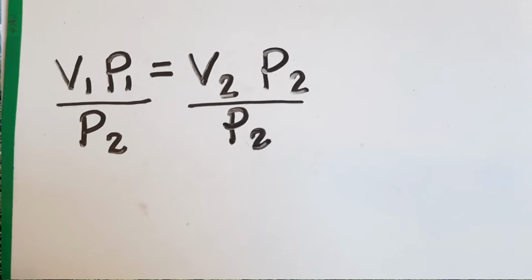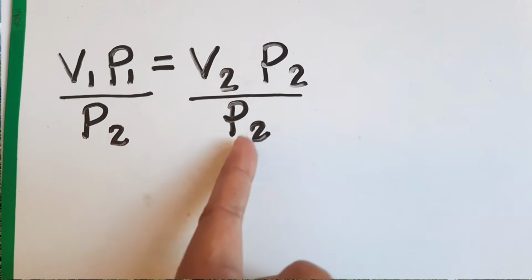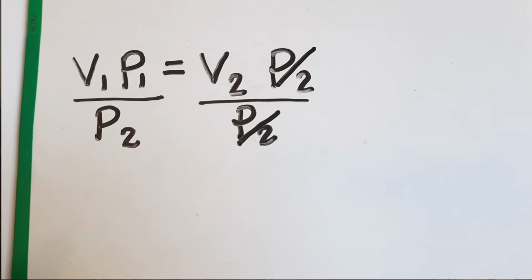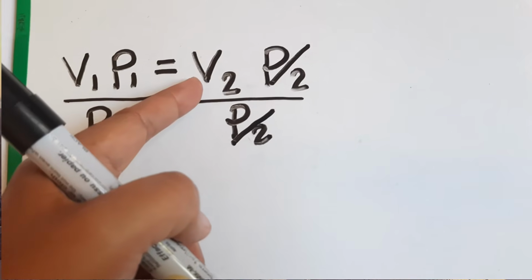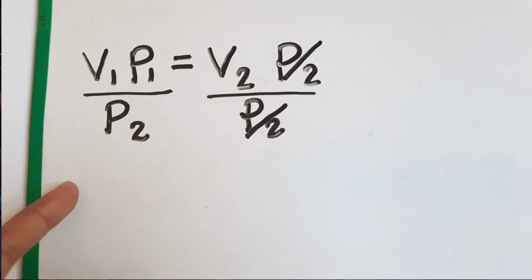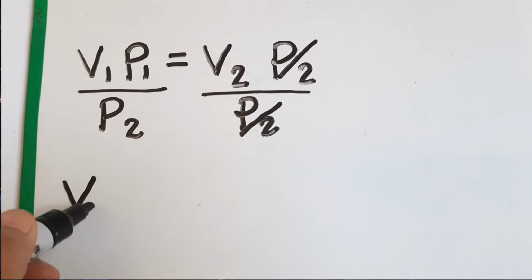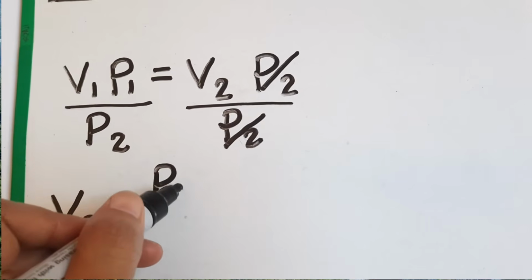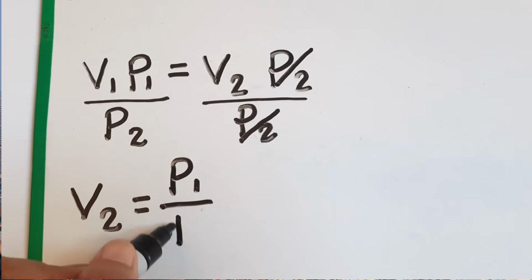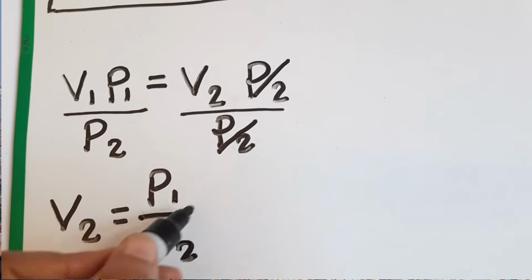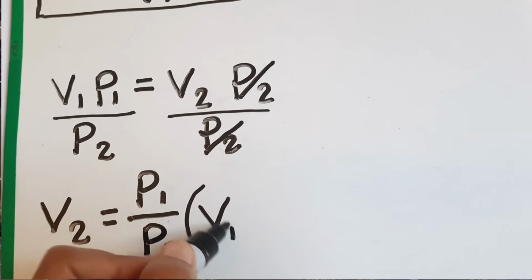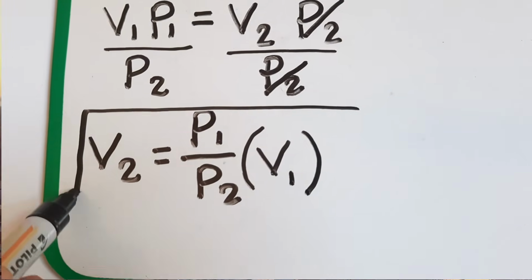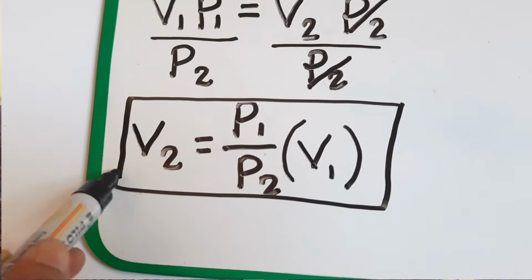Okay, so in this case, we can now cancel out P2 on the right sides of the equation. Since we are looking for the value of V2, let us write the unknown on the left side of the equation. So, V2 is equal to P1 over P2 times V1. So, this is now our equation for V2.